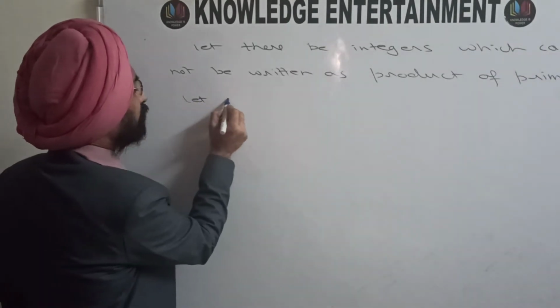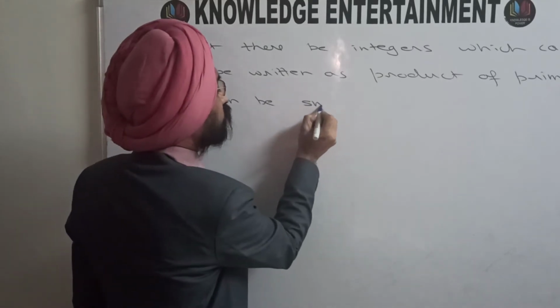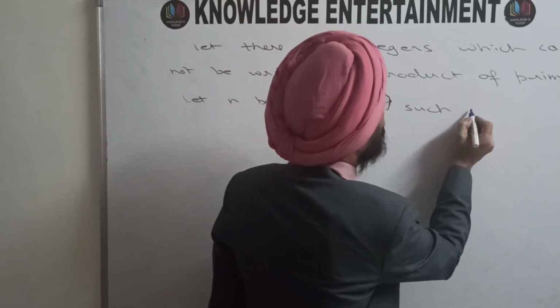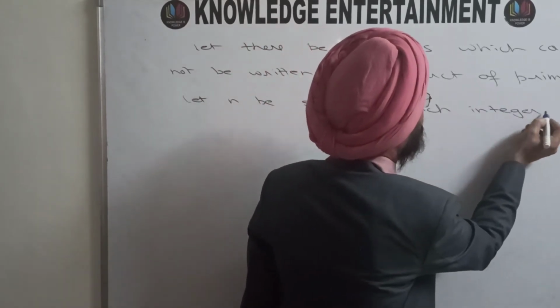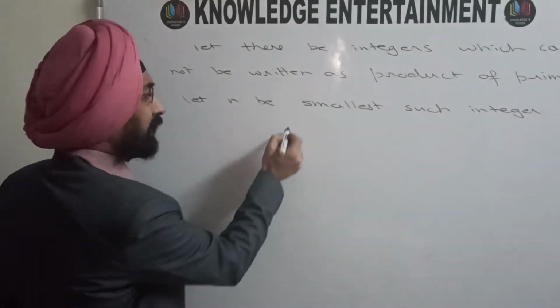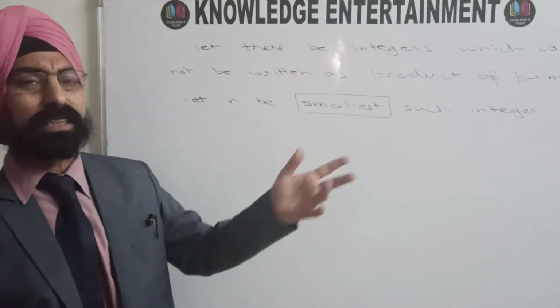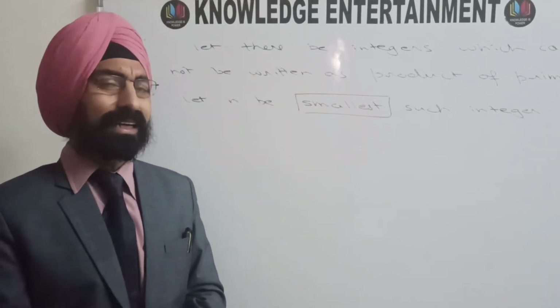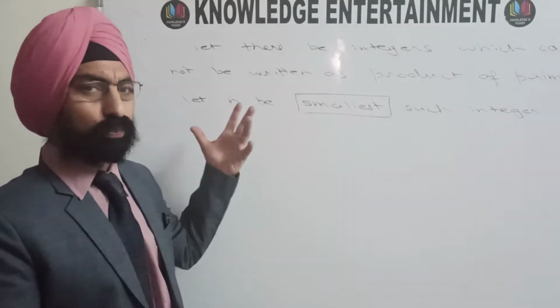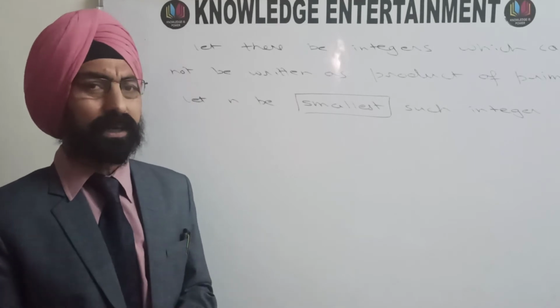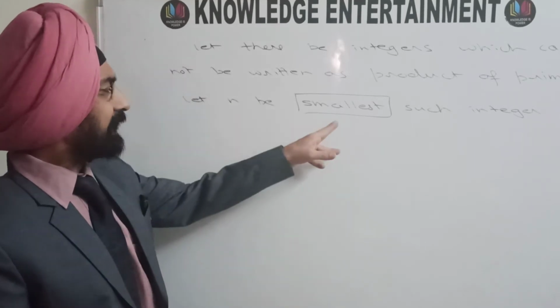Let n be the smallest such integer. Here concentrate on this smallest. What we have done is we have taken all the positive integers which cannot be written as a product of primes, and since this is a set of positive integers, by the well ordering principle definitely there will be a least element, and that least element I have taken as n. So let n be the smallest such integer.